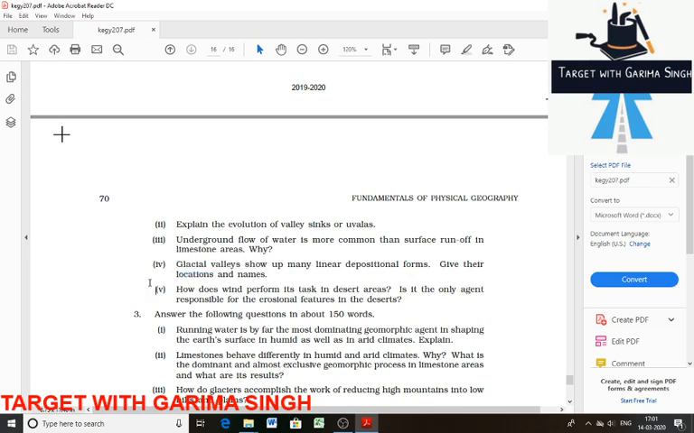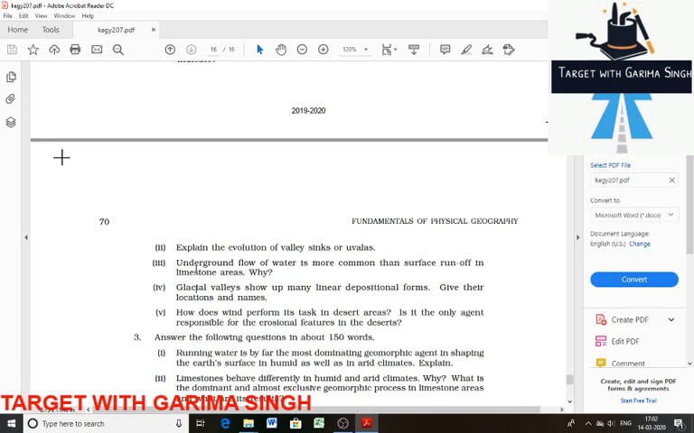Fourth is: glacial valleys show up many linear depositional forms. Give their location names. Glacial valleys show up linear depositional forms like moraines, eskers, outwash plains, drumlins. These you can write.